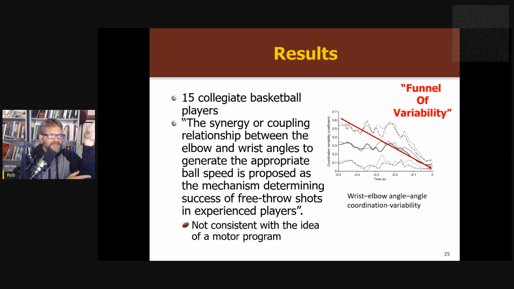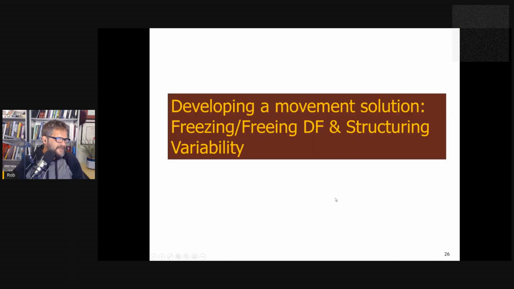If your elbow angle is a bit too hot, opening too fast, your wrist angle goes a bit slower. That's what we call a motor synergy, a coupling relationship. It's not consistent at all with the idea that you have a pre-programmed repeatable shot technique. It's consistent with the idea that your shot technique is varying every single time by your joints compensating for each other. So that's another piece of evidence I think is consistent with this.